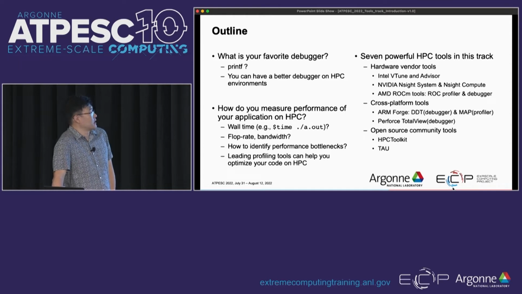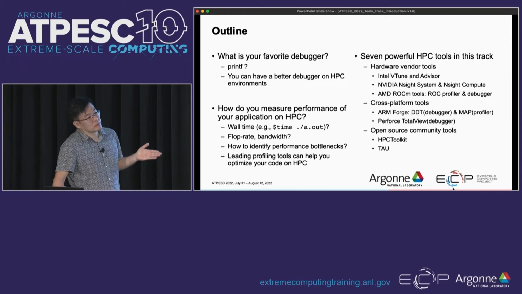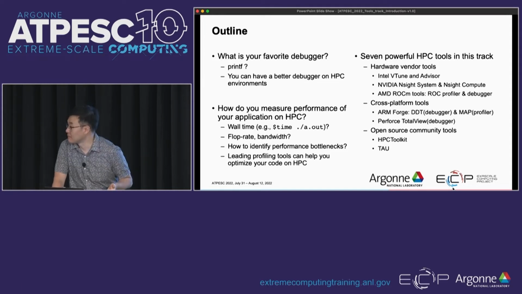The last one is open source community tools. They are also cross-platform tools, but they are from universities. Rice University provides HPCToolkit, which is very powerful, and TAU is provided by the University of Oregon. These tools are community tools, so you can install them without a license on your laptop, I think, right?